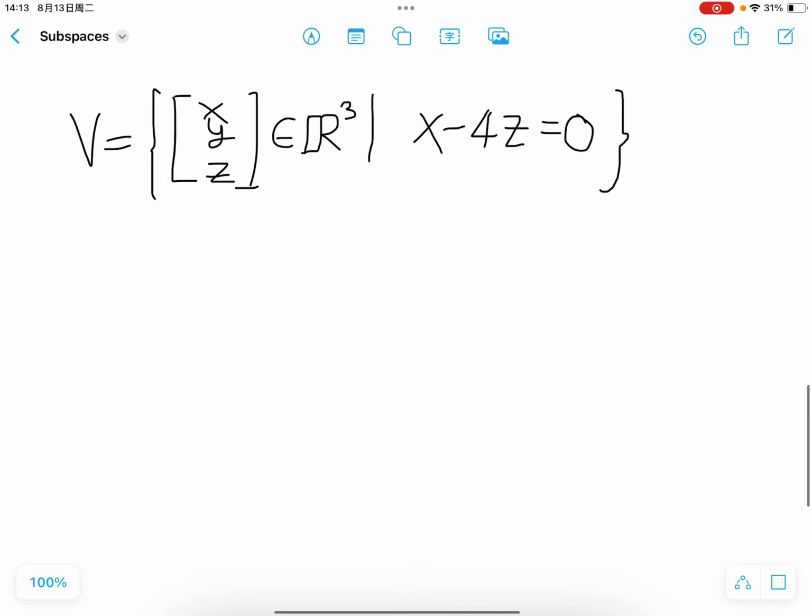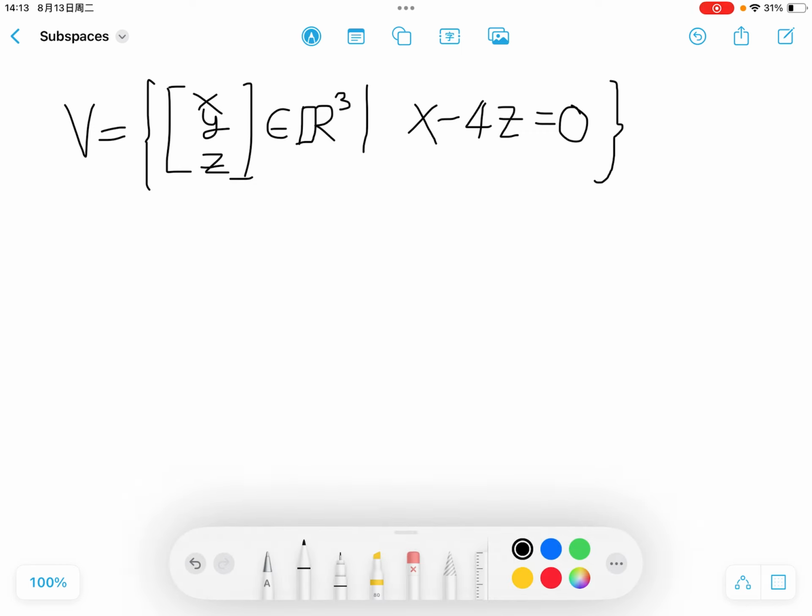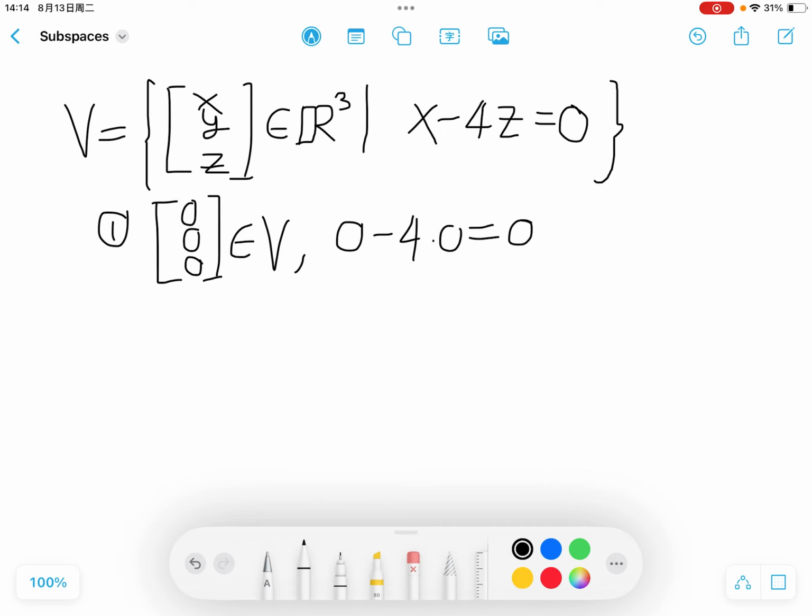So let's move on to the second problem. The second problem is a little more challenging. Let's identify the first condition. We want 0, 0, 0 to be an element of subset V. And so this means that this condition has to be met, and we have x is 0 minus 4 times z, which is 0, which is equal to 0, and that is true. So the first condition is true. So 0, 0, 0 is an element of subset V. So we're one step closer to proving whether or not V is a subspace.